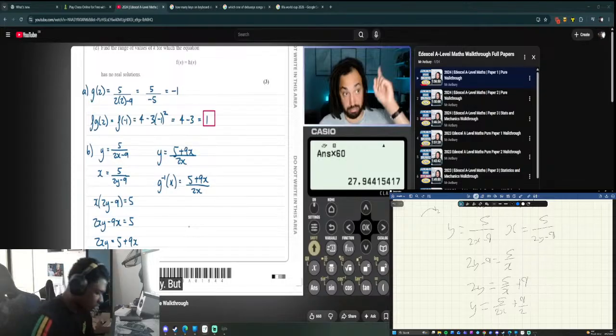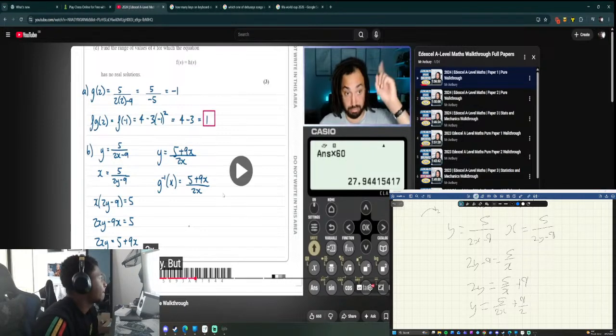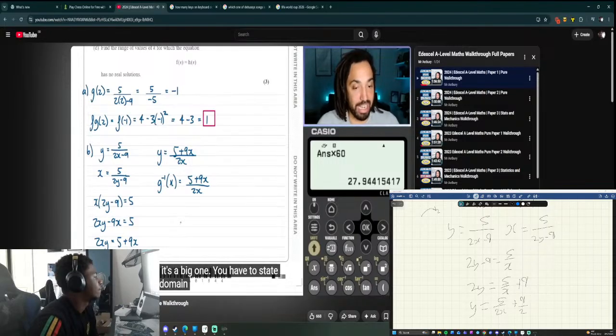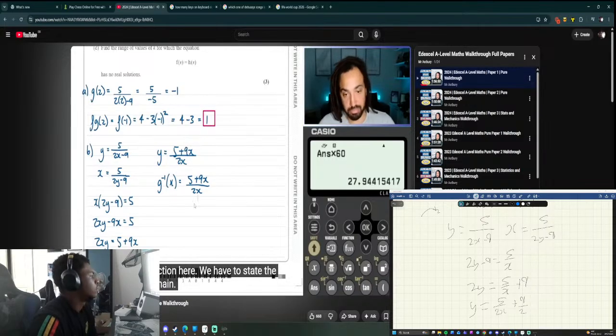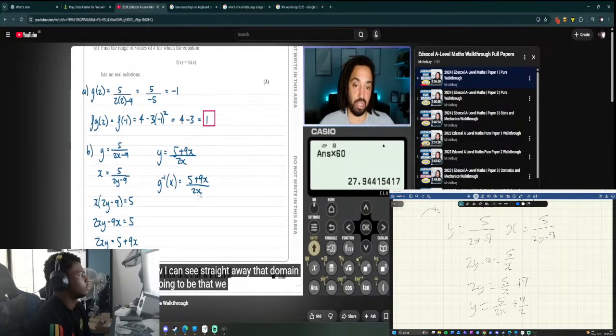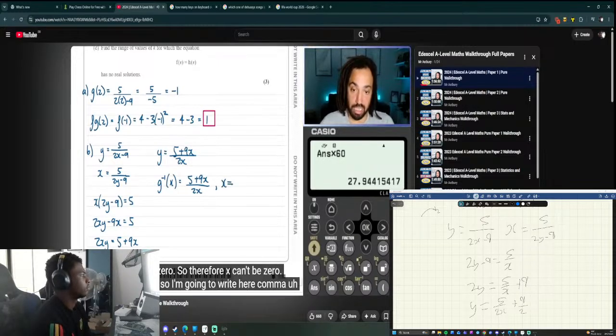It's kind of scary how I can't notice that it's the same thing, but we made it. And it's a big one. You have to state the domain when you create a new function. So I've created an inverse function here. We have to state the domain. Now, I can see straight away that the domain is going to be that we can't divide by 0, so therefore x can't be 0. So I'm going to write here, comma, x can't be 0.